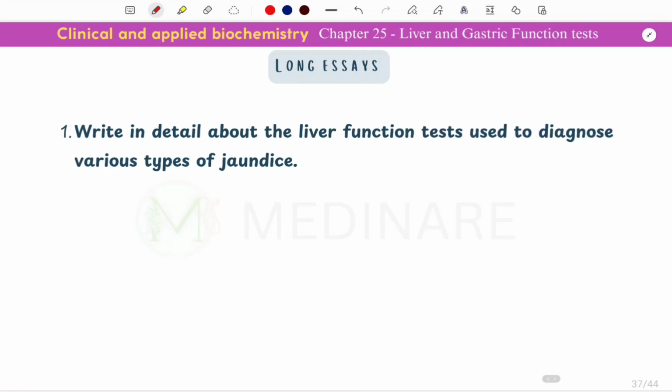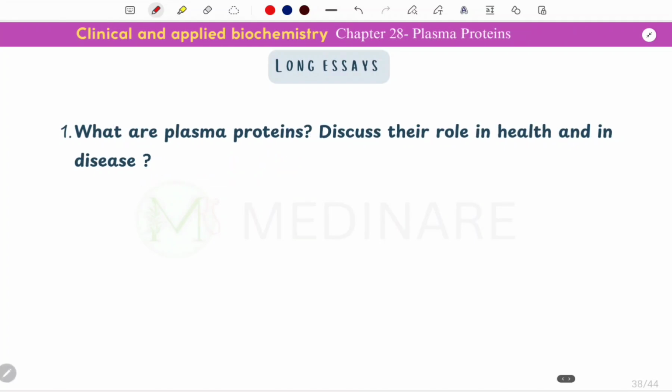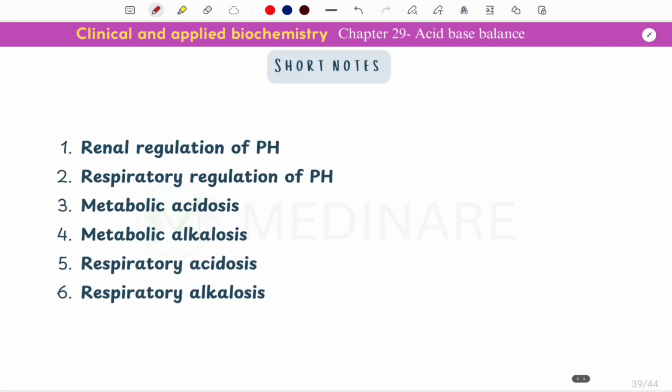Then for the long essays, for the next chapter, write in detail about the liver function tests used to diagnose various types of jaundice. And for the next chapter, we have plasma proteins, where we need to write about the plasma proteins and discuss their role in health and disease. And for the next chapter, we have only short notes here, where we need to write the renal regulation of pH, respiratory regulation of pH, metabolic acidosis and alkalosis, respiratory acidosis and alkalosis.